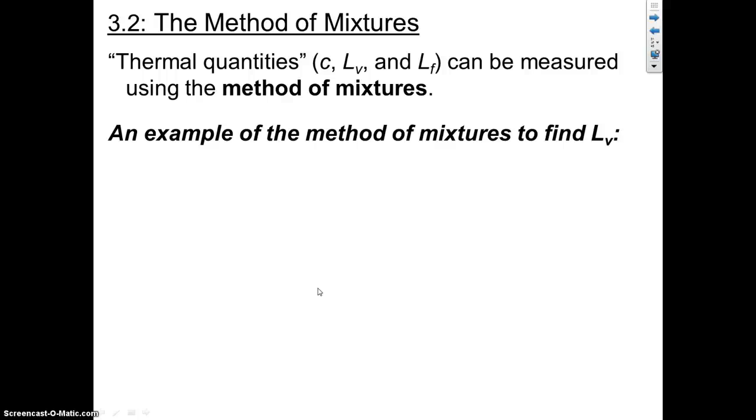And what I'm going to assume is I'm going to act like we don't know what LV equals for water. So I'm going to describe this process for water, but really you can use it for any liquid where we know its specific heat. So all you need is to be able to write down what the specific heat is of that liquid, and then you can find its LV.